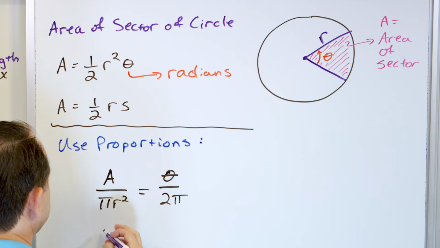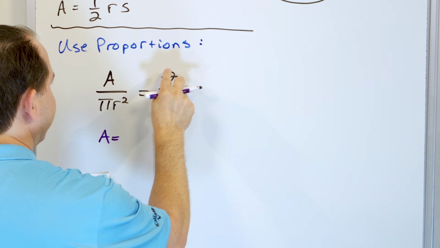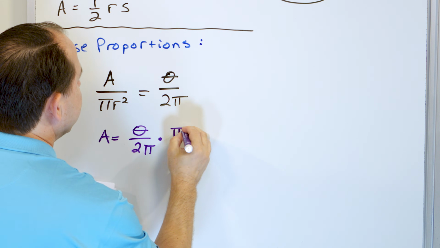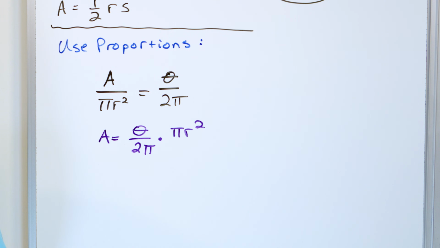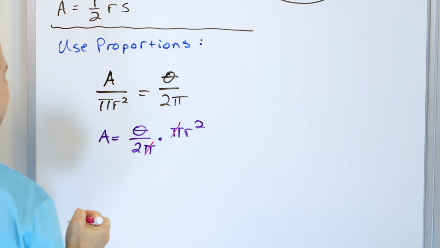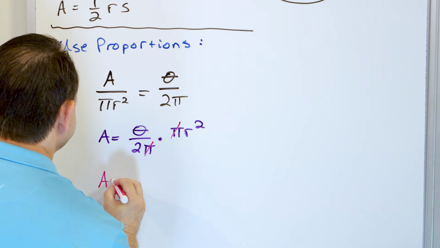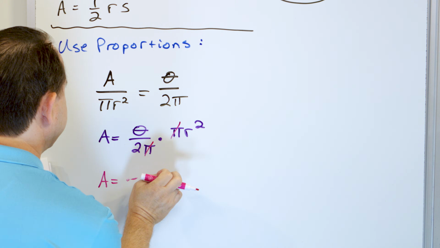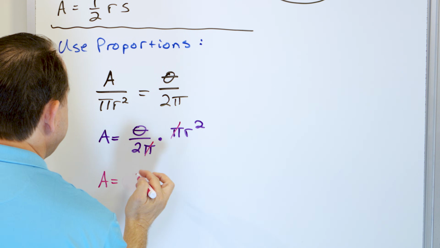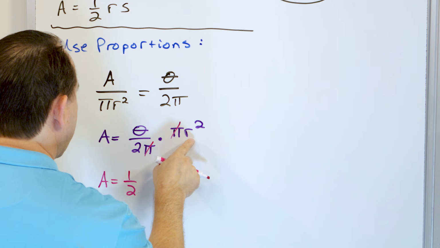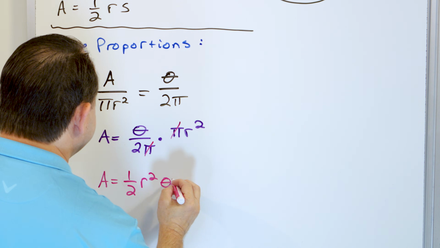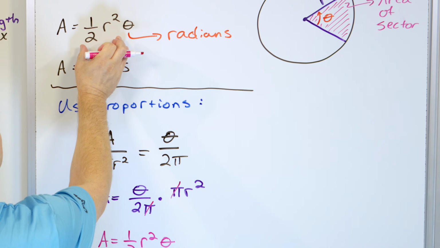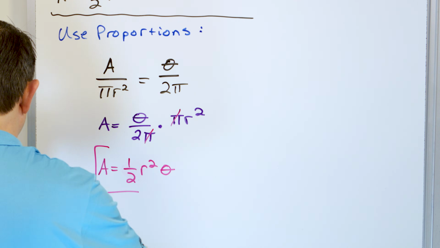So A is going to be equal to theta over 2 pi, and then we multiply by pi r squared. Notice now that we have a pi on the top and a pi on the bottom, so we can get rid of that. Then let's rewrite it. This 2 on the bottom, we're going to pull out as a 1/2. Then the r squared, and then theta. All I've done is rearrange the 1/2, then the r squared, then the theta. And this is exactly one of the formulas that I already wrote down there. So that is the first one.